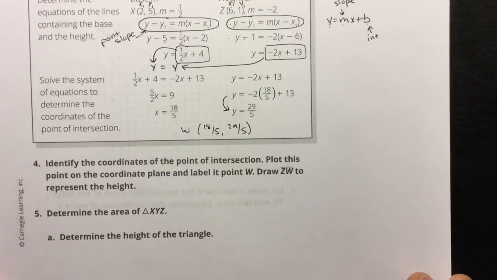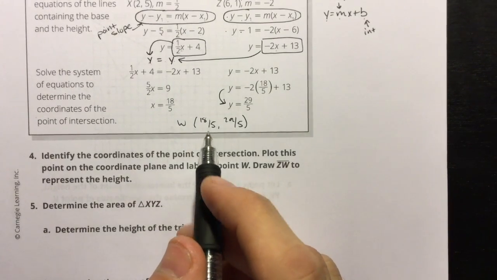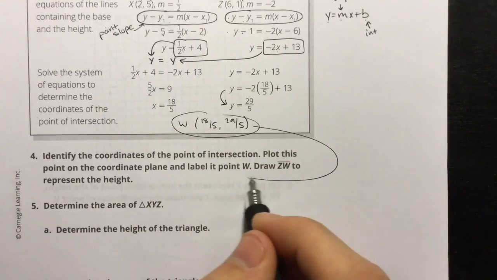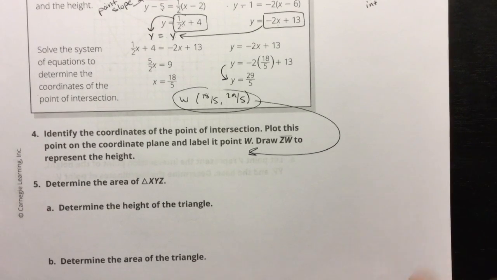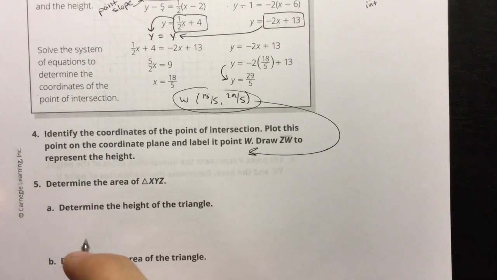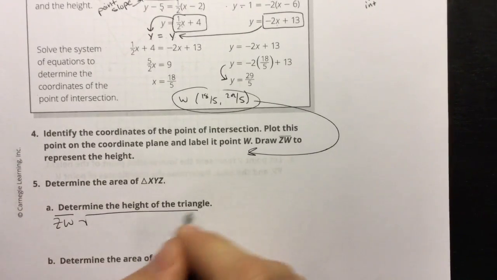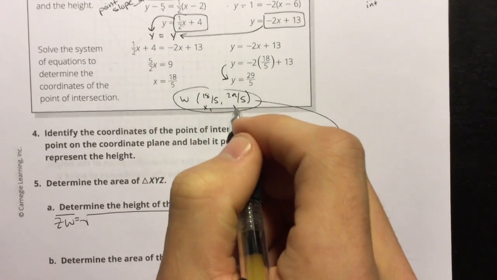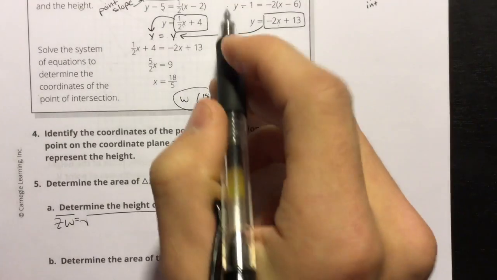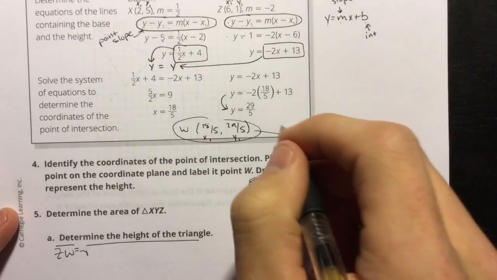Okay, so identify the coordinates. That's what we just did right here, so I'm not going to rewrite that. You could take this and throw it right there. Perfect. Okay, so now part 5, determine the area of this triangle. A says determine the height of the triangle, so I will need to do some distance formula. So I have my line ZW, and I need to do some distance formula. So I'm going to say that this is x1, y1, and then point Z is actually still right up here. It's 6, 1, so I'm going to make that 6, 1.